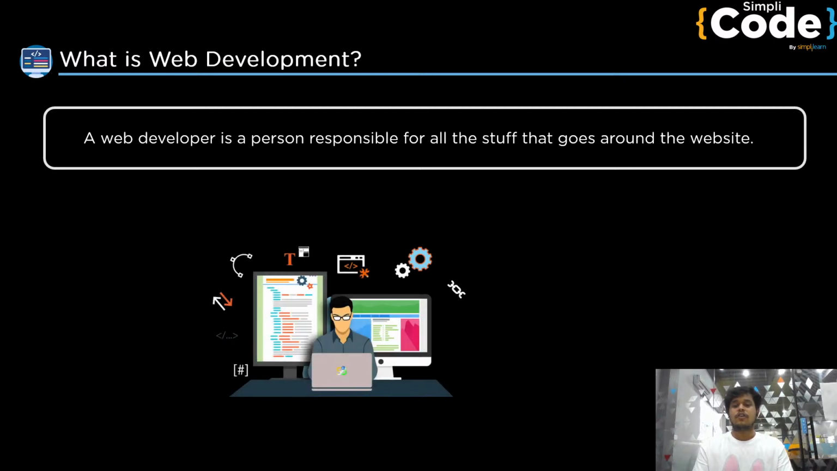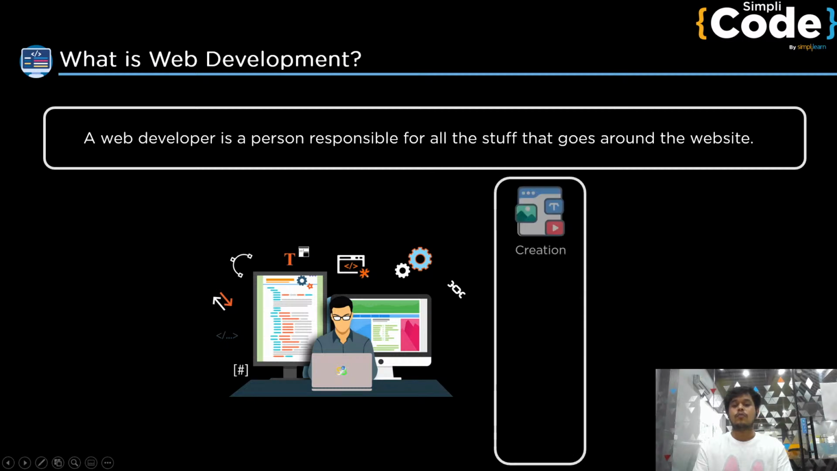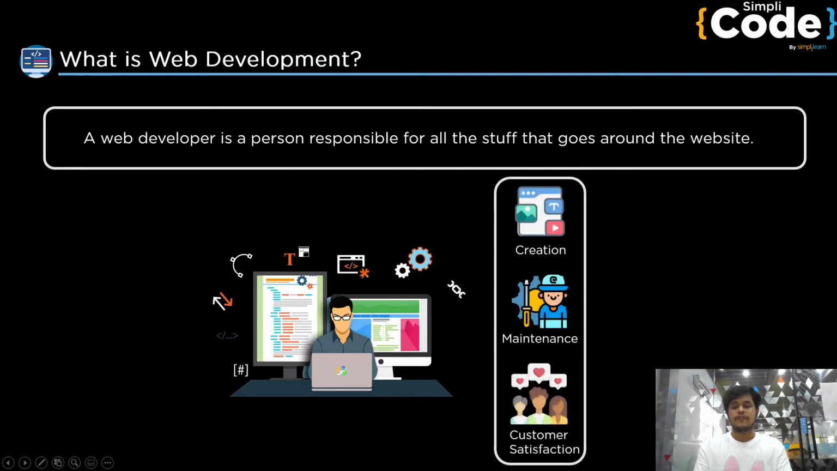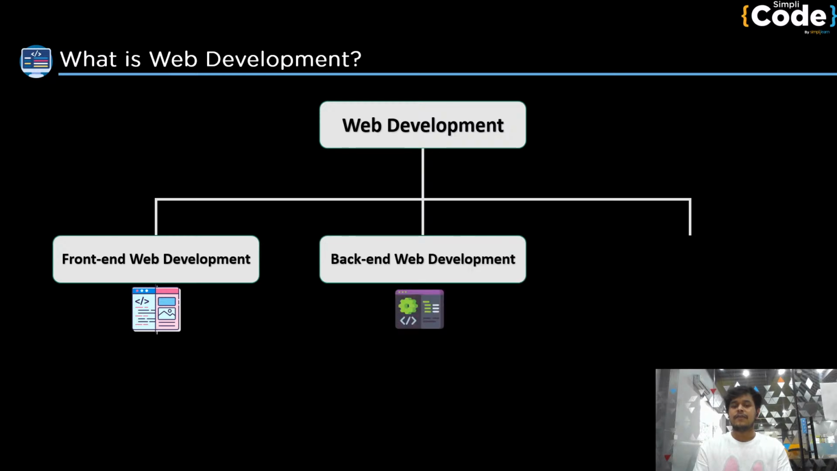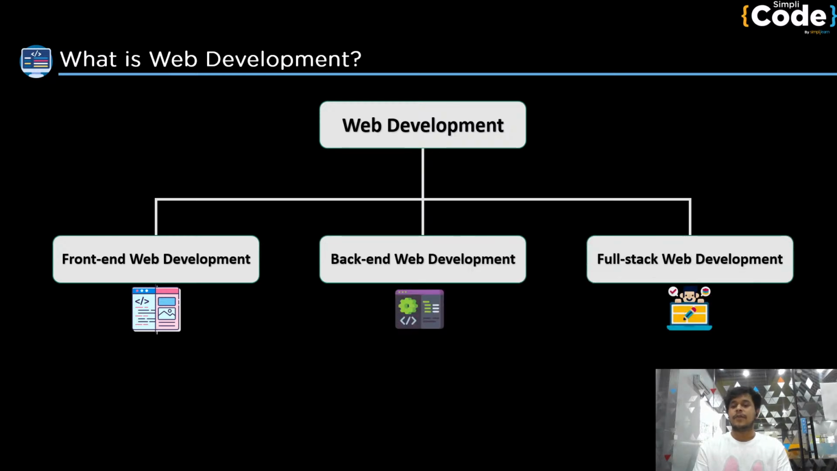A web developer not only creates the website, but also makes sure that the website does not face any issues right after the deployment. Moving ahead, let's discuss the different types of web development. There are certain jobs you can land on in the area of web development. We'll discuss the types of web development, followed by the job roles they offer. So, web development is basically divided into three parts: front-end web development, back-end web development, and full-stack web development.